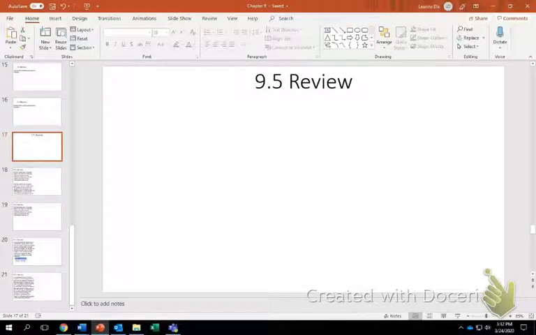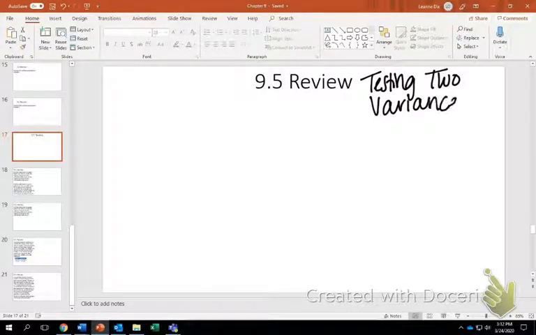So in 9-5, I know it says review, but ignore that. In 9-5, we're going to be looking over testing two variances or standard deviations. But this is testing two, and we'll just say variances, because that's what we'll hopefully be using most. As we're doing this, there's something really important to know about this.